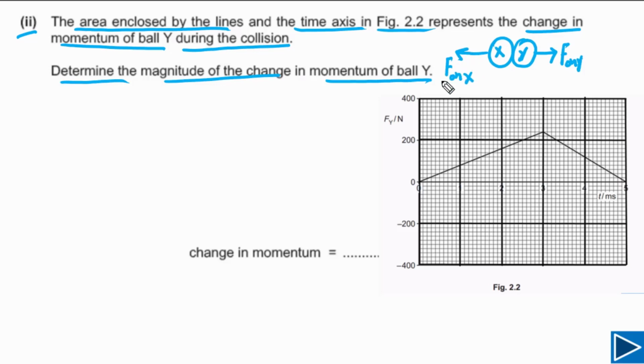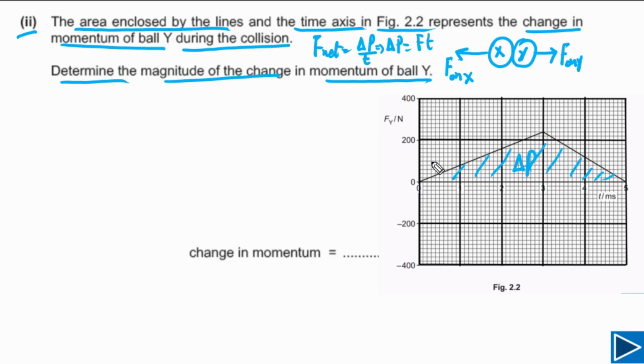Now, as we understand, F net is equal to change in momentum over time, so this is delta P over t. From here, delta P will be equal to F times t. So that's the reason the area under this line represents the change in momentum, delta P. This is one concept you need to understand.